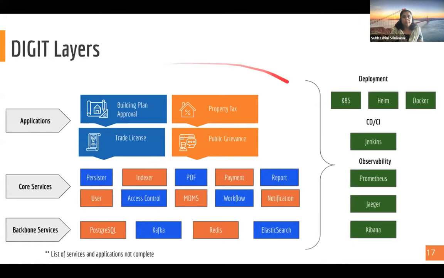And then you've got a bunch of applications on top, which use these: building plan approval, trade license, public grievance, property tax, etc. And this list of services and applications is not complete. This is just to give you a different perspective on the layers in Digit. And all of this is deployed using Kubernetes, Helm, and Docker. And we have CI/CD, we use Jenkins, and we've got an observability stack, which is Prometheus, Grafana, Jaeger, Kibana, et cetera.